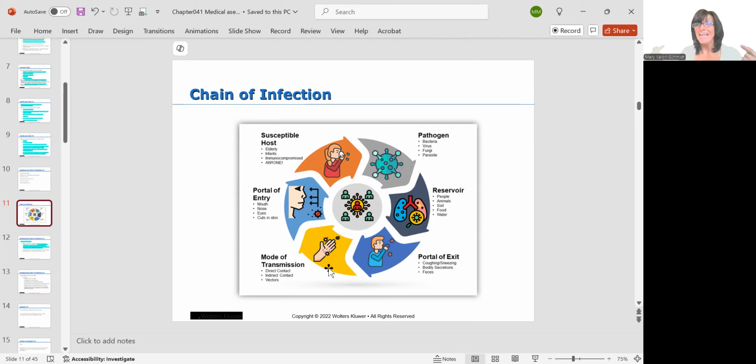And then it's got to get into another person. What's the portal of entry? The mouth, the eyes, the nose, the ears, right? Cuts in your skin. And then the person that has that portal of entry needs to be a susceptible host. So, in other words, the very old, the very young, people who are immunocompromised, but also anyone has the potential to be a susceptible host.